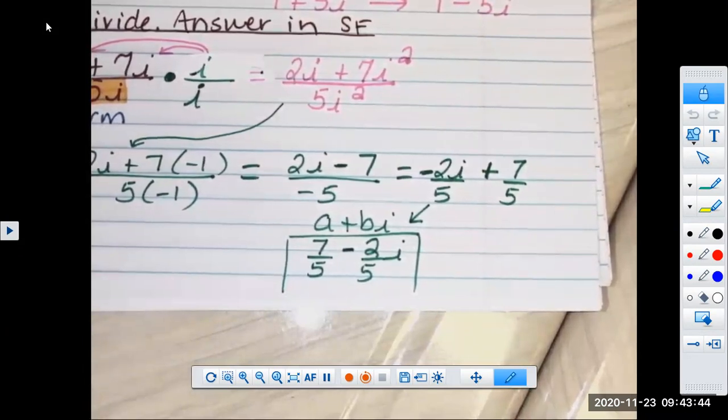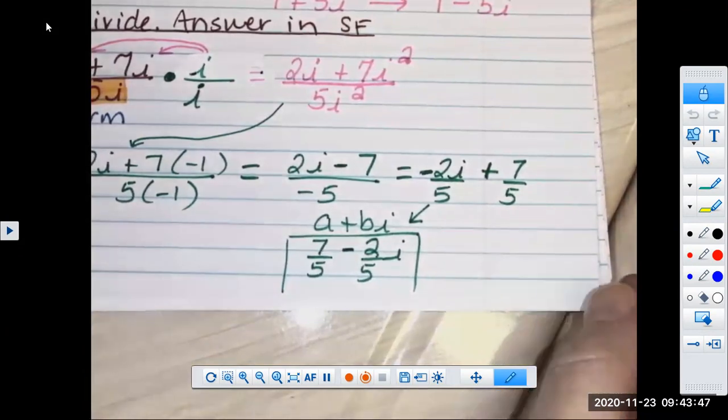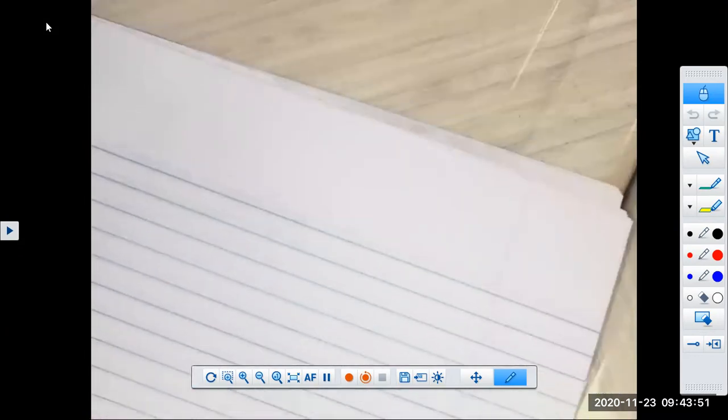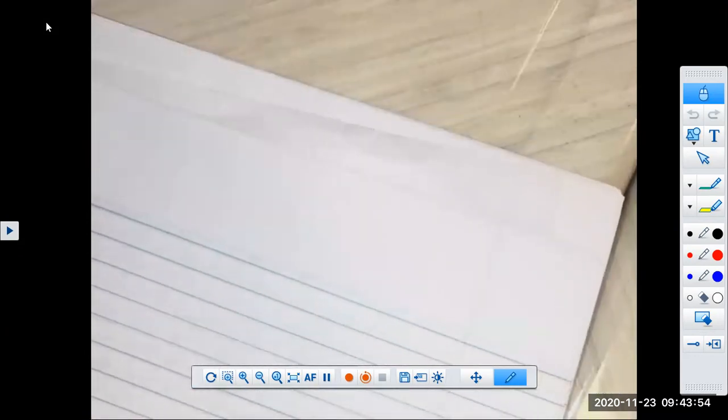So I'm sure you see why now I told you that division was the more complicated of the operations involved.